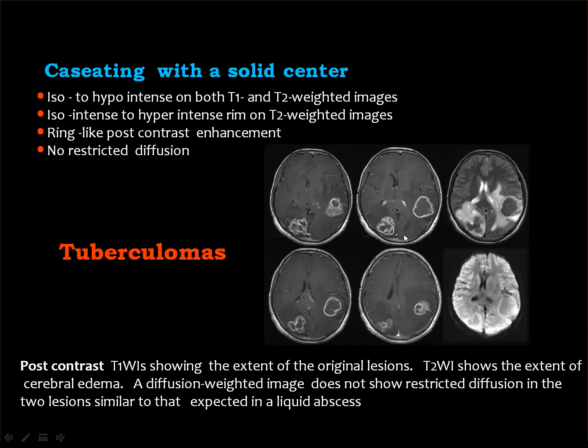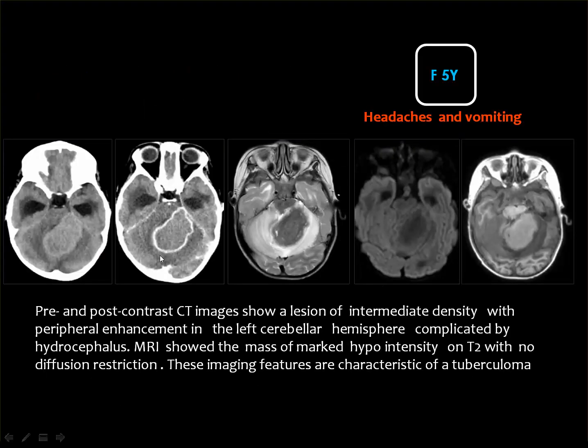And in this stage, it is likely that these lesions may be mistaken for metastatic deposits. As you know, metastasis will not show diffusion restriction. And this is an example of a non-caseating tuberculoma, which is a very big one.